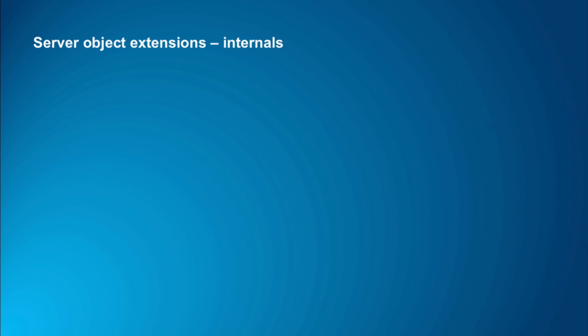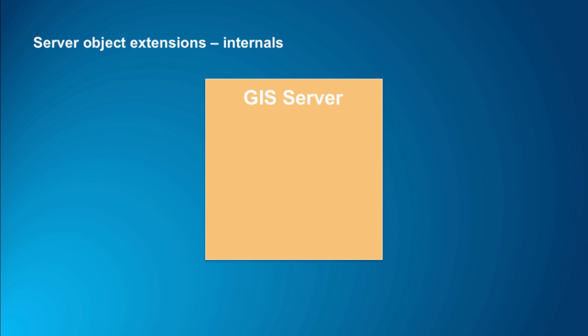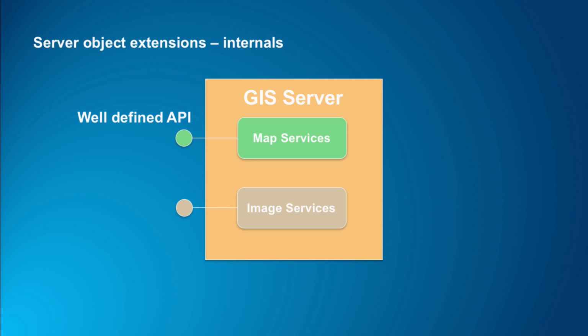So let me walk you through what it looks like when you are developing and deploying a server object extension. So here I have a GIS server, I have a map service, I have some image services. Now these publish a well-defined RESTful API for the clients. And so we have a variety of apps that can consume and connect to this API, from web to desktop to mobile.